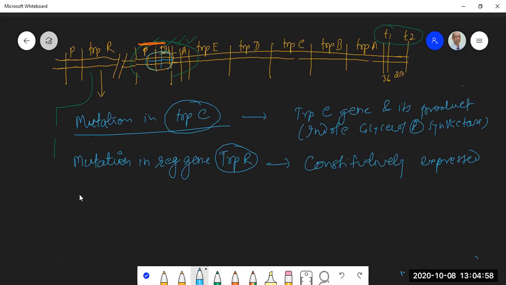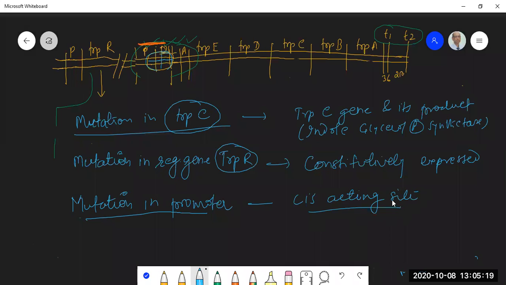Now let's say there is a mutation in the promoter. What kind of site is the promoter? The promoter is a cis-acting site. What is going to happen if there is a mutation? RNA polymerase will not come and bind, and as a result transcription will not take place. This original situation cannot be restored by adding another promoter, because the promoter is a cis-acting site.